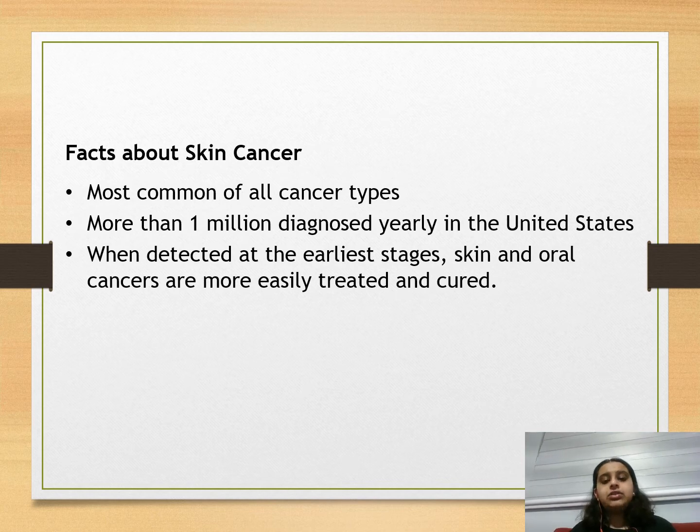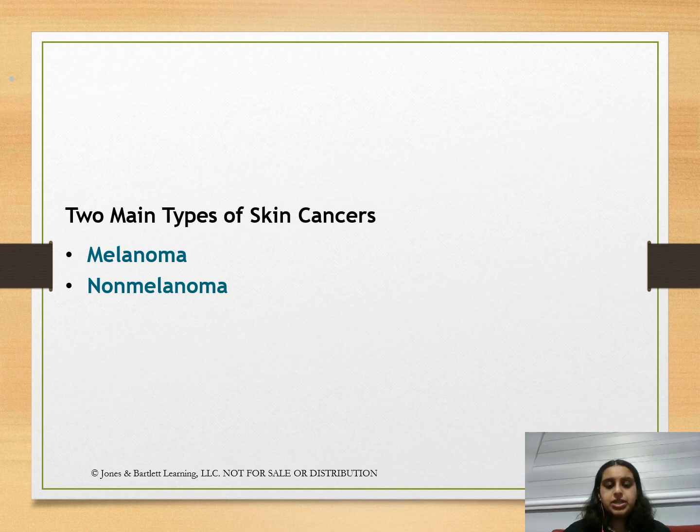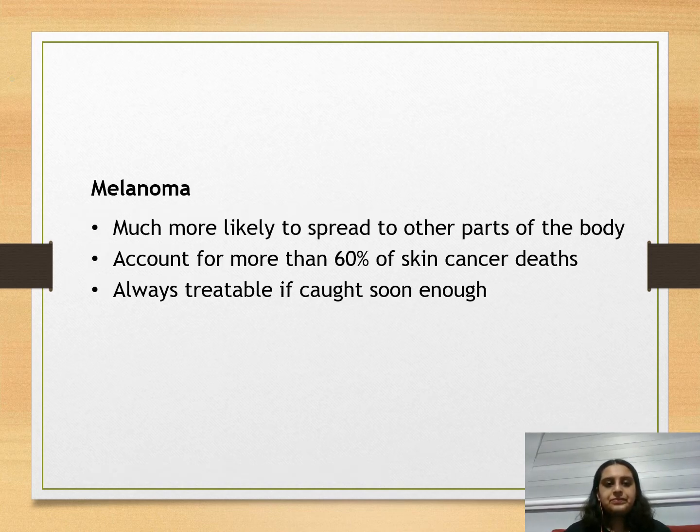So in the US, we get 1 million diagnoses yearly, which is amazing to consider, though whether these people are finding it with early detection is another ball game. Like I said, if it is in the early stage, we can cure and treat them. That's the best part of all this. There are two main types, melanoma and non-melanoma. We were very aware of those types when we were in hygiene school, so let's go over a little bit of that.